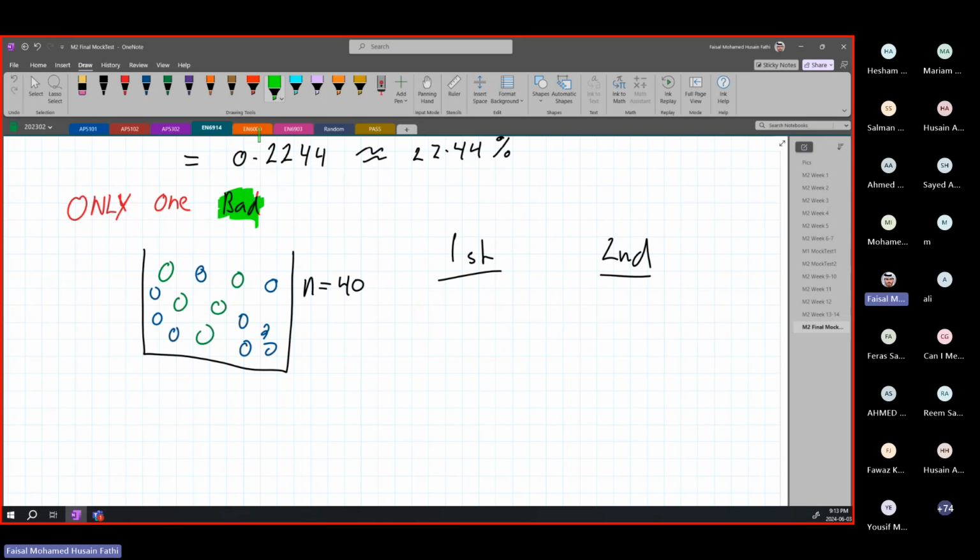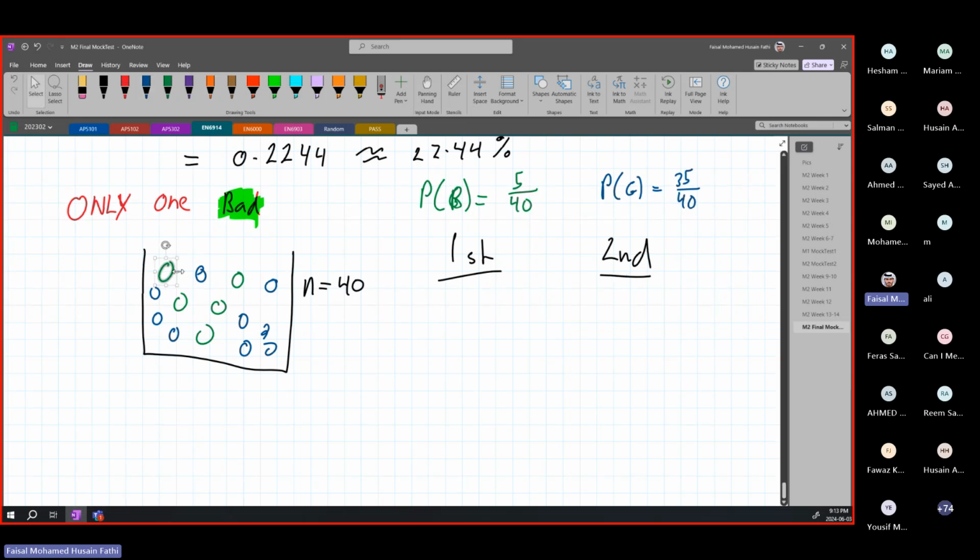Only one bad. So if we're talking about without replacement, we know that P of bad is equal to 5 over 40, and P of good is 35 over 40. If we're talking about with replacement, when we take this out, we put it back in. Our first choice, we're going to assume it is a bad one. That means we have 5 over 40 for the first one.